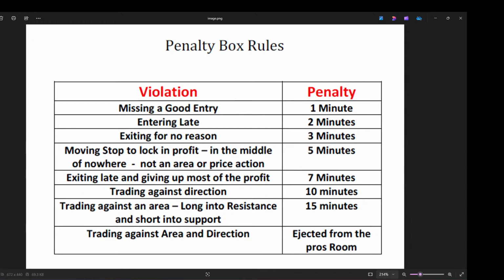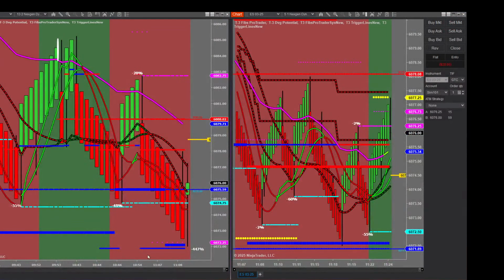And then finally, trading against direction and areas, the two biggest sins you could ever make as a trader. He would kick himself out of the room for the day, and that would be it. And every one of these violations is a formed opinion about what the market should do rather than what the indicators tell you it's going to do. So you guys don't have to use this. You don't have to do this. You don't have to be that rigid.